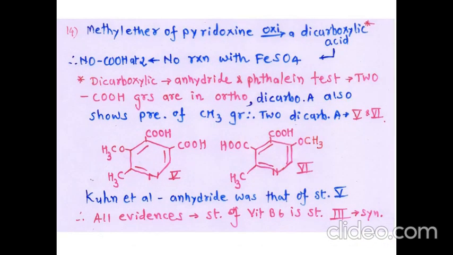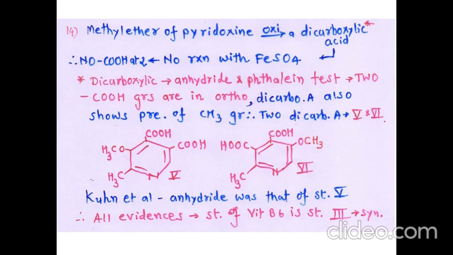Now methyl ether of pyridoxine upon oxidation gives a dicarboxylic acid derivative, right? It is oxidation, second oxidation with usual, I have written, that means without control, or you can say harsh condition. It gives a dicarboxylic acid, and we have already come across with loss of carbon dioxide, which does not give any coloration with FeSO4. Therefore there is no COOH at position number 2, isn't it?